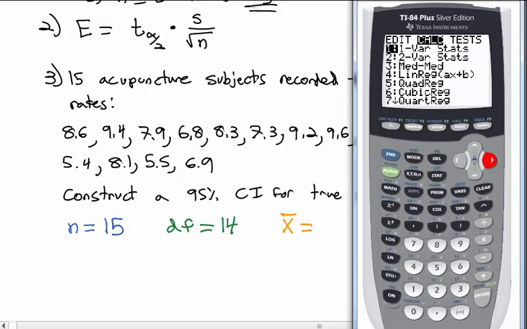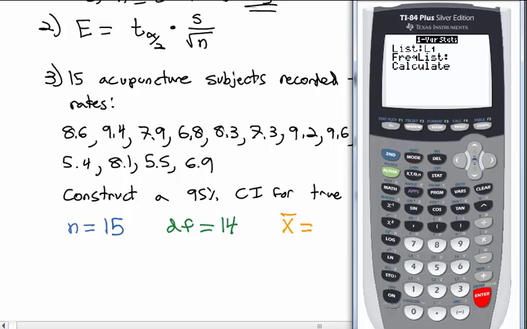Stat again and go over to calculate the one variable stats. On the TI-83, you just have to type in second L1, which is above the number 1. The TI-84 gives us a prompt, which is nice. We just have to hit calculate. And it gives us all sorts of information. We need to be able to pull off the important information.